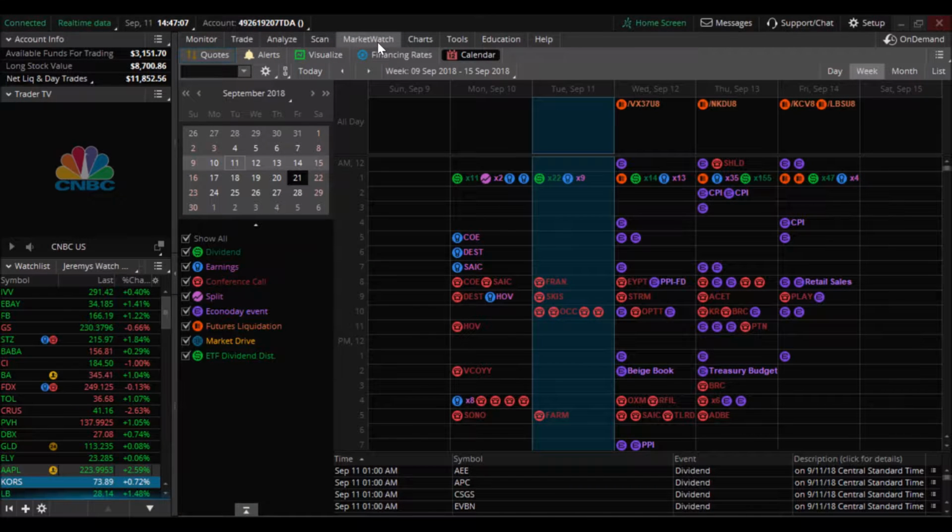Market Watch just goes over earnings, any dividends, or you can pretty much look at all the stock news for the entire stock market here.